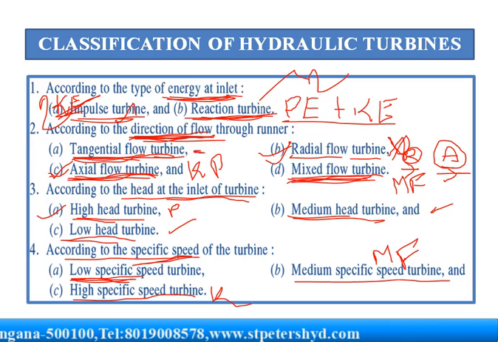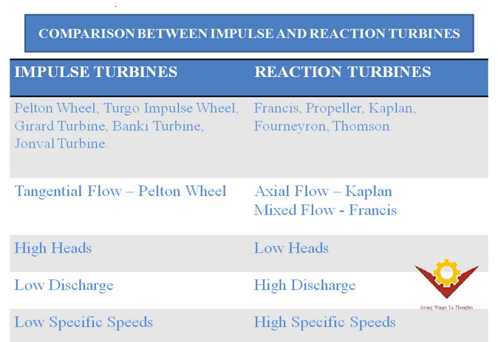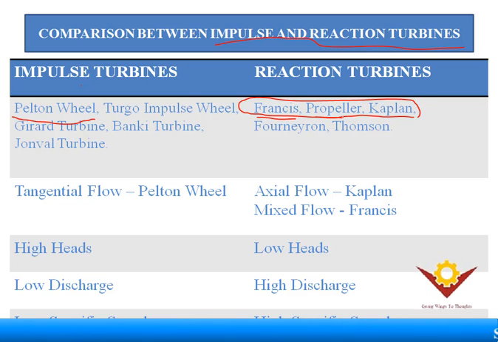And now next we'll see the main difference between impulse turbines and reaction turbines. This is the comparison between your impulse and reaction turbines. The best example for impulse turbines is Pelton wheel, and turbines like the turgo impulse wheel, Girard turbine, Banki turbine and Jonval turbine all come under impulse turbines. For reaction turbines, the best examples are Francis, which is modern Francis, and propeller and Kaplan turbine. These are the very important reaction turbines that you are going to discuss in this course.